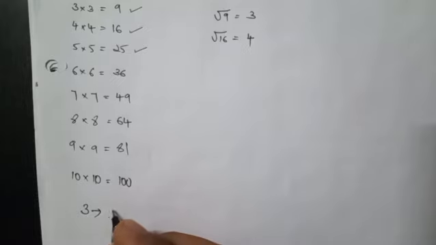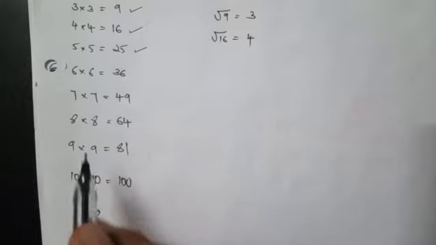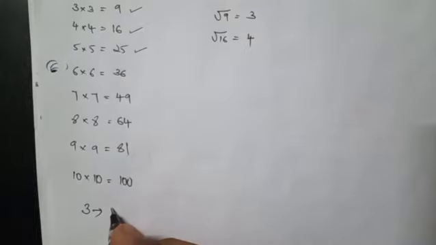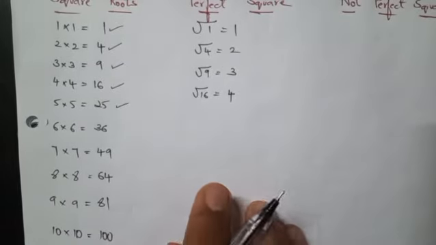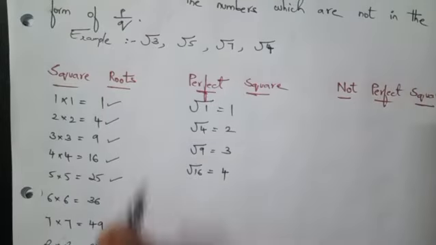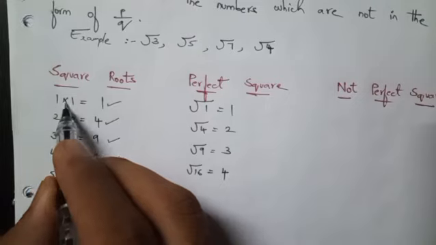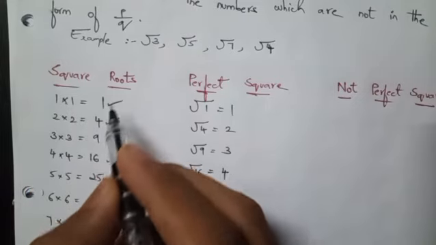If we multiply a number by itself and get that number, it is a square. But if you multiply any number by itself, you won't get 3. 3 threes are 9, not 3. So 3 is not a square. The numbers which multiply by themselves result in a square.